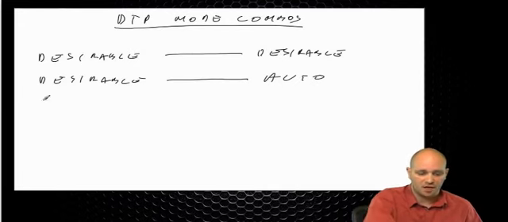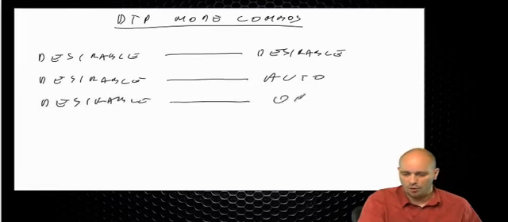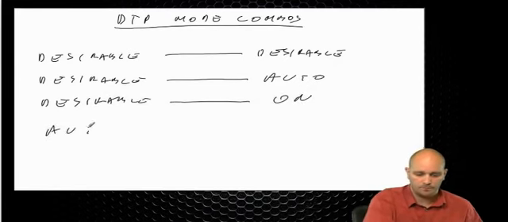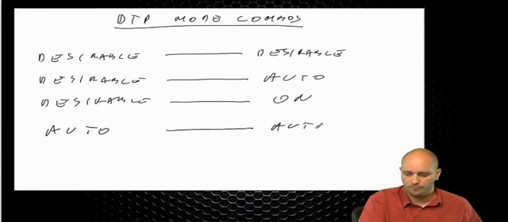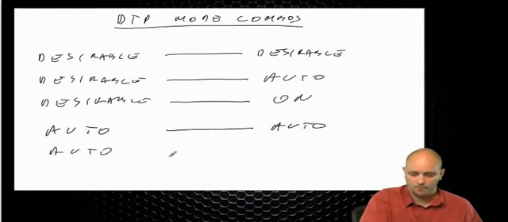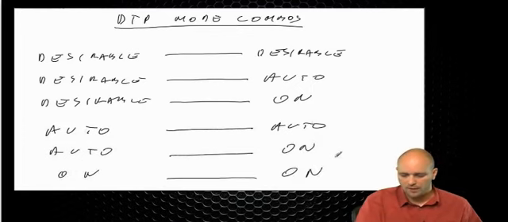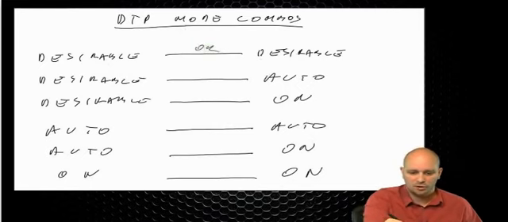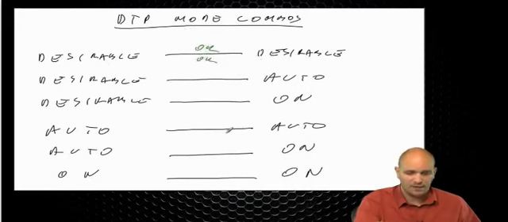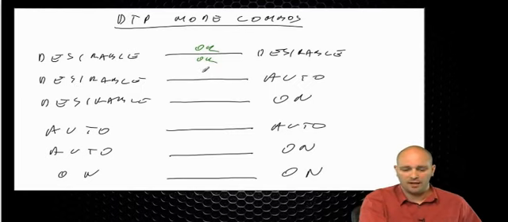So we have desirable and on. Then we have auto and auto. We have auto and on. And we have on and on. In the case of desirable and desirable will be okay, and the trunk will also be okay. Bear with me, this is going to make sense a little bit later on. Now, if we have desirable and auto, this is okay configuration. The trunk will be negotiated correctly, and the trunk will be operational.